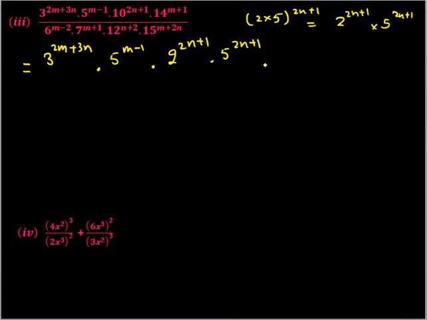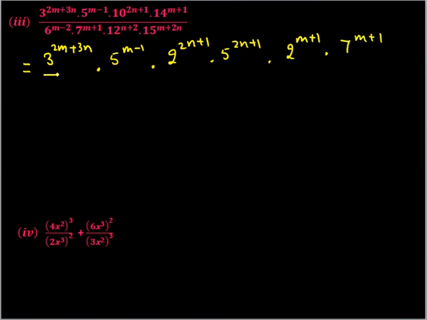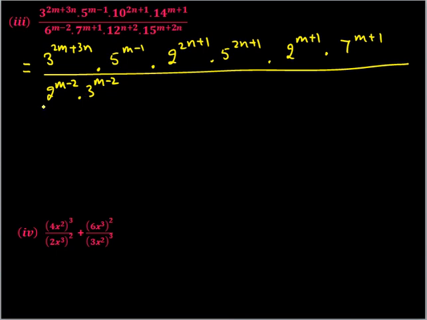So applying the same thing in the next part, 14 can be written as 2 into 7. So breaking it into two parts, that is 2 into 7, and writing the exponent for both of them separately, we get 2 with exponent m plus 1 into 7 with exponent m plus 1. Now doing the same in the denominator, 6 we will write as 2 into 3. So this is 2 with exponent m minus 2 into 3 with exponent m minus 2. 7 we can write 7 with exponent m plus 1 because 7 is already a prime number. We cannot factorize it further.